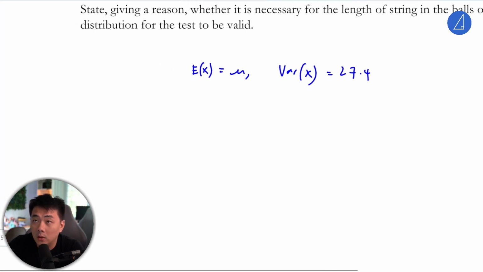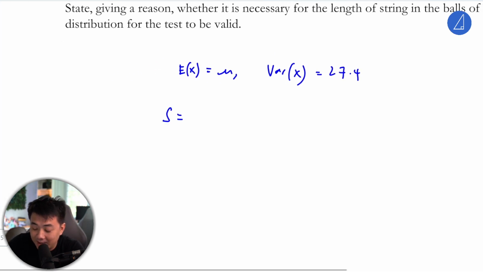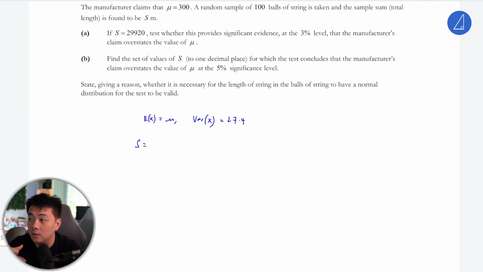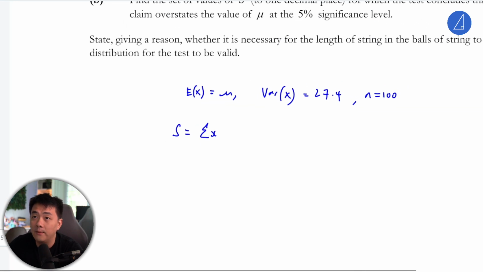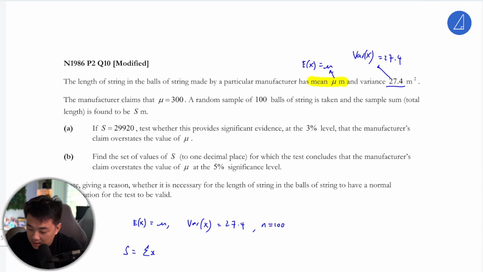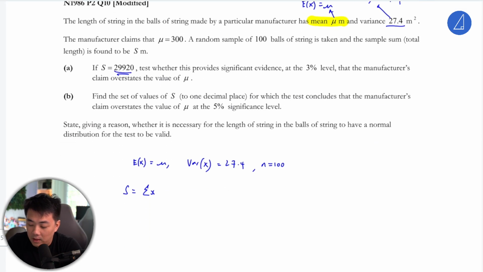Then we were told that s is the sum of all data points. So you sum everything up, and that will be your s, and also n is 100. We have 100 data points there. So if s is 29920, test whether it provides evidence, at a 3% significance level, that the manufacturer's claim overstates the value of mu. Okay, great.